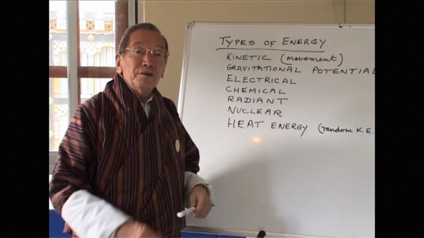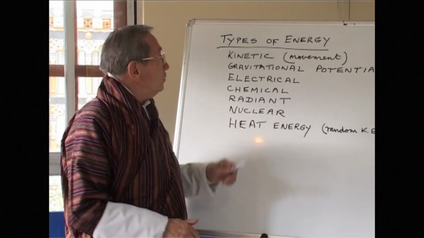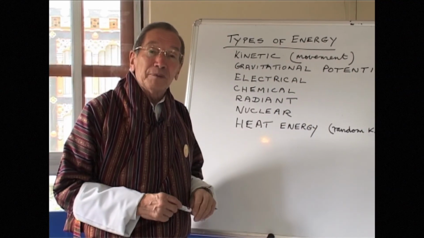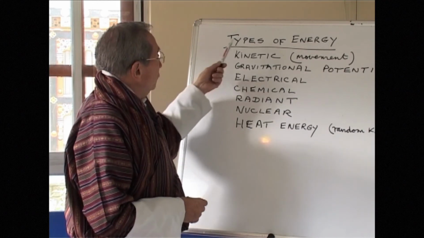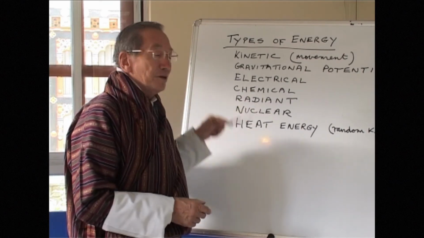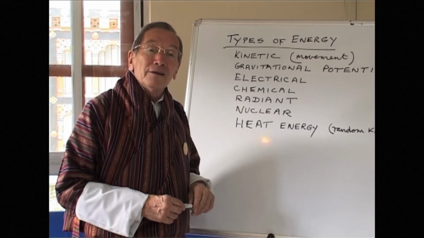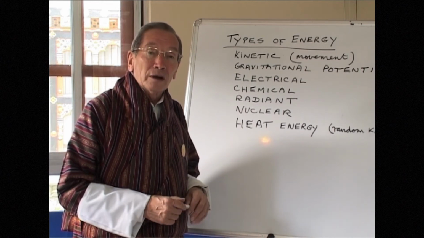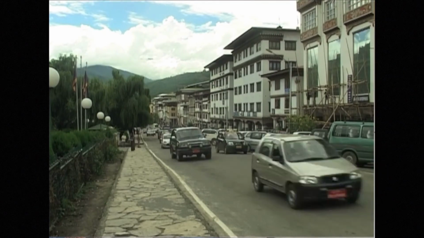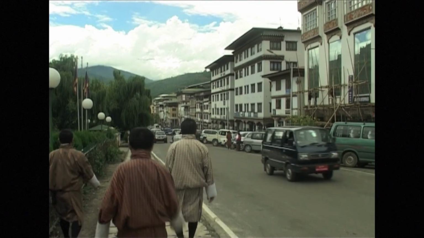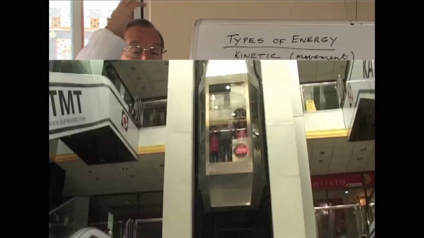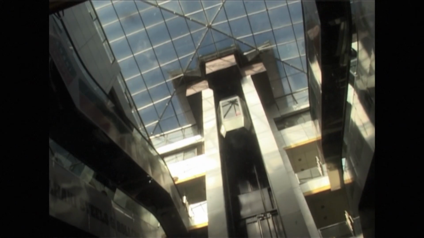Just to go back about what we've said in this program, we've talked about energy, and we've seen that energy in a way is a little bit like money. And we've talked about the types of energy, and we've seen that types of energy are a little bit like the different currencies, the US dollar, the Bhutanese Ngultrum. And we've talked a little about kinetic energy, which is energy of movement. We've talked a little about gravitational potential energy, gaining gravitational potential energy as we go up in a lift.